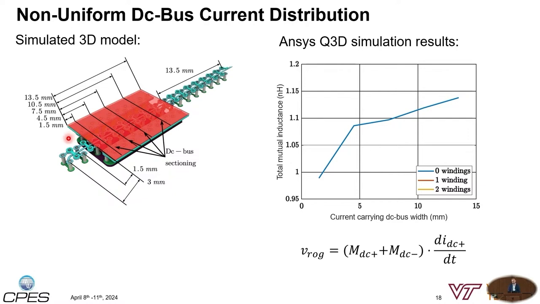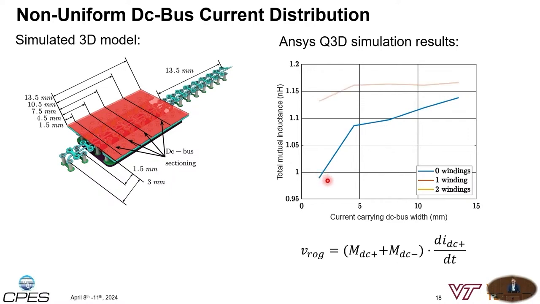to then emulate current crowding. Then we simulated what the mutual inductance drop is as the current crowds towards the edge. And we see that the mutual inductance, which defines the output voltage of the Rogowski coil, decreases as the current crowds towards the DC bus edge. You want to keep the mutual inductance constant over the whole measurement range.